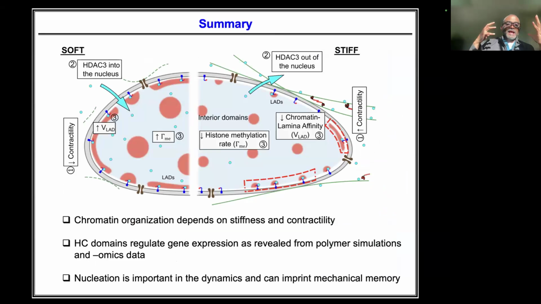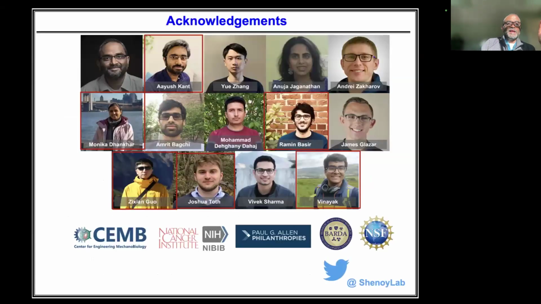So to summarize, what I showed you is that chromatin organization depends on stiffness and the cytoskeleton contractility. The heterochromatic domains regulate gene expression, as revealed by combining omics data with polymer simulations. And also, once you have this nucleation, that means you're embedding a memory. So when the cell leaves an organ, goes somewhere else, there can be permanent memory that can be imparted to chromatin, and that's something we are studying in the context of metastasis.